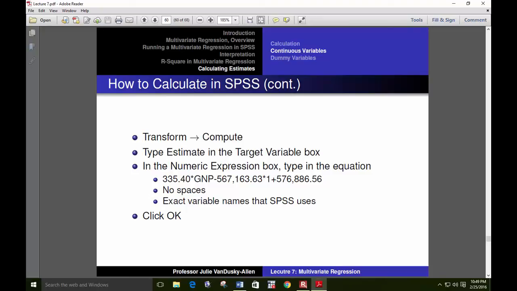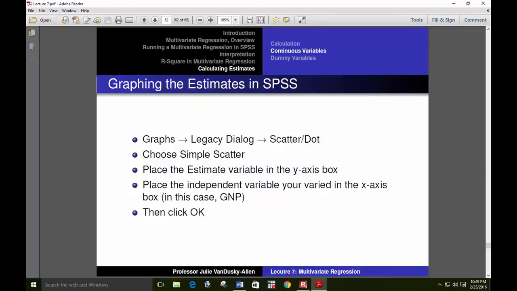So in this case, I would type in 335.40 times GNP minus 576,163.63 times 1 plus 576,886.56. Note that I did not include any spaces in this equation, and I used the exact variable names that SPSS uses. If you do not follow these rules, SPSS will not calculate your estimates. Then you click OK. Now SPSS has created a new variable called estimates in your data set. Now you can plot your estimates against your independent variable.